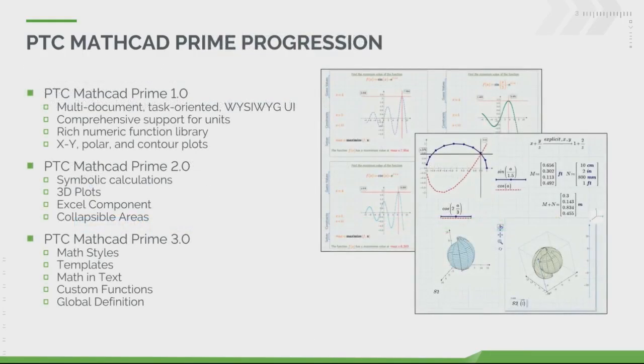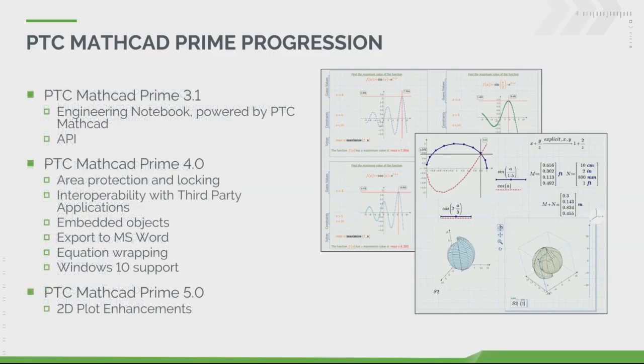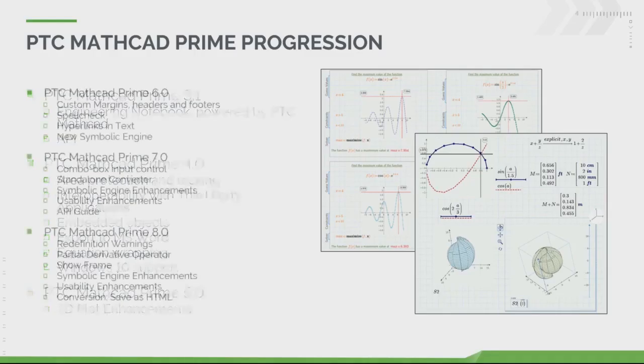Built on the new equation control interface that makes entering math content incredibly easy in Mathcad Prime, the early versions of Prime included the most widely requested items, such as unit support, a comprehensive function library, symbolics, Excel component, math formatting, area protection, and equation wrapping. More recent versions of Prime have continued that trend with functionality like 2D plot enhancements, hyperlinks, spell check, the combo box input control, redefinition warnings, and the partial derivative operator.